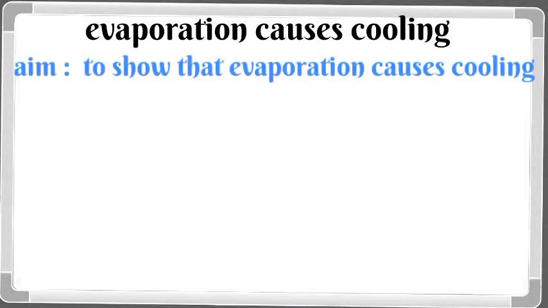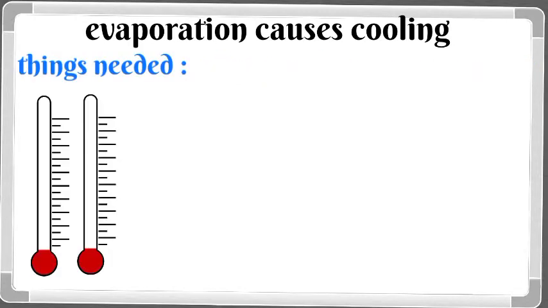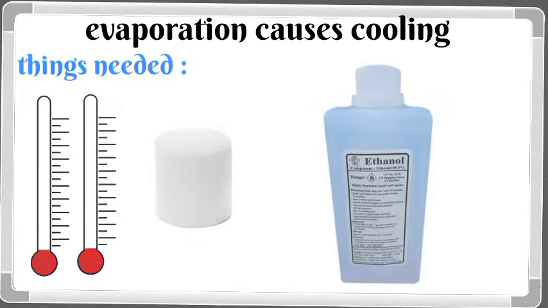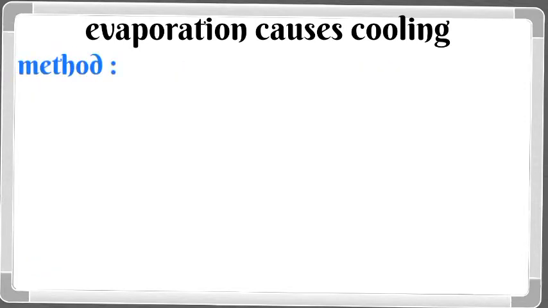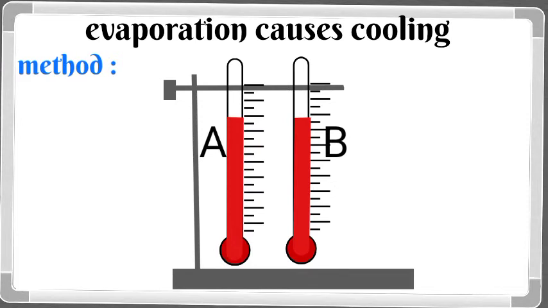Let's do an activity based on this. Aim: to show that evaporation causes cooling. Things needed: 2 thermometers, a piece of cotton and some alcohol. Method: take 2 thermometers A and B and tie a small piece of cotton on the bulb of thermometer A. Record the temperature of both thermometers. The temperature shown by both thermometers is the same, say 25 degrees Celsius.